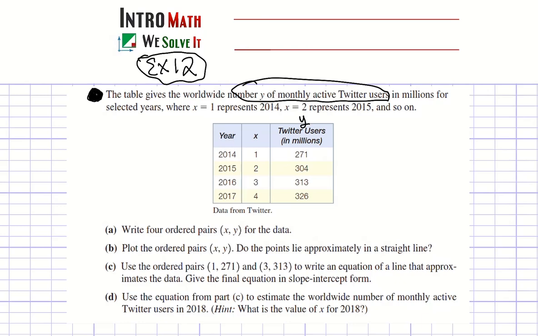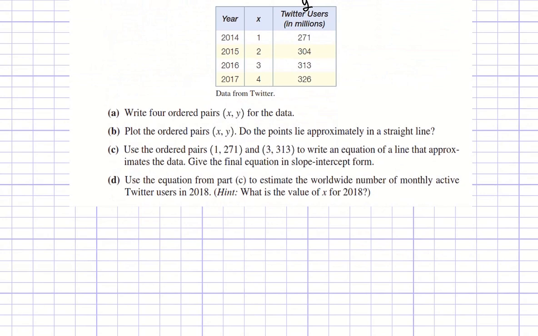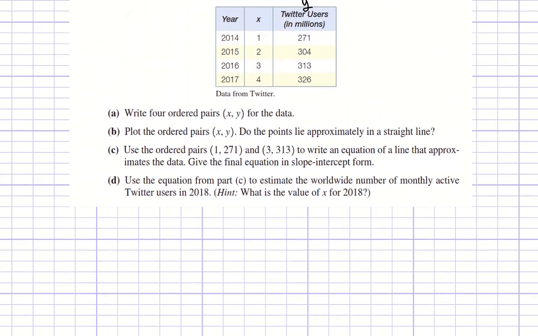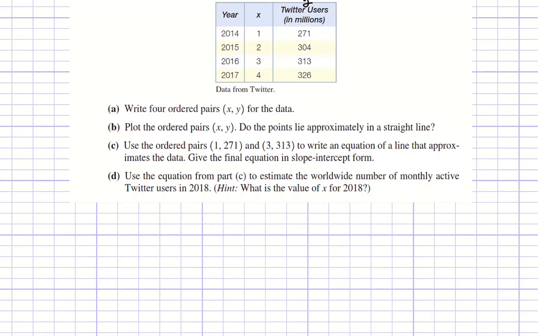So what do they want? Write 4 ordered pairs. Those are the ordered pairs they give, so that one is easy. We'll conserve space because I think in B they're going to have us plot a diagram. For A, they want us to write the ordered pairs. Remember, x is 1, 2, 3, 4. 1 and 271 million. That is 4 ordered pairs.